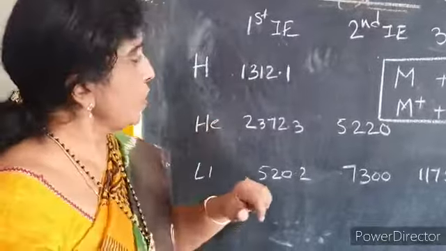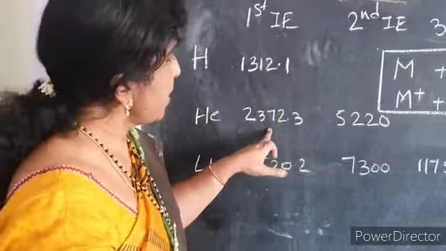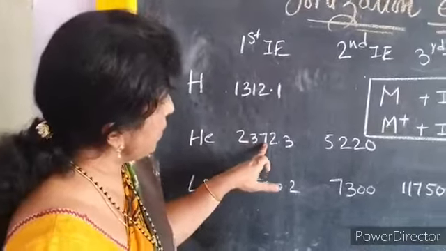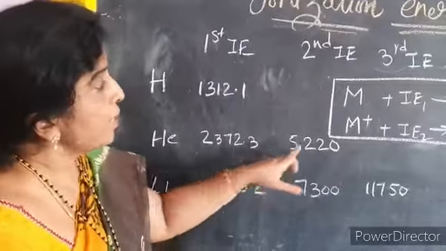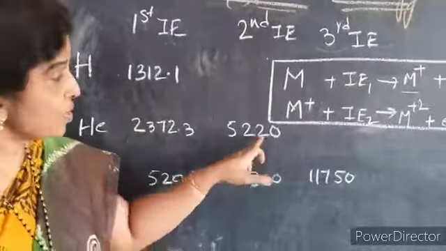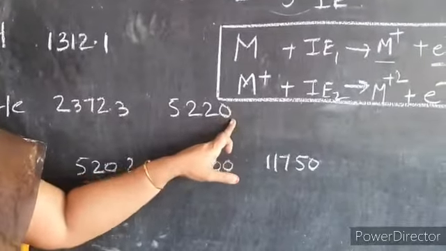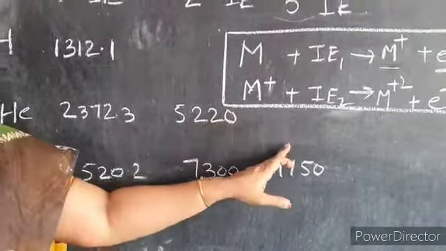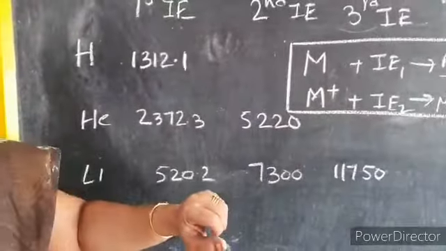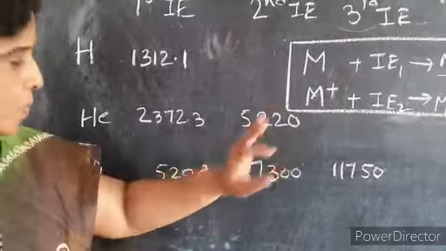Now coming to helium. The first ionization energy is 2372.3, and the second ionization energy is, you can see how much more it is, 5220 kilojoules per mole. This is the unit for ionization energy, kilojoules per mole.